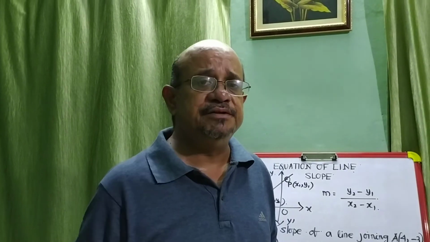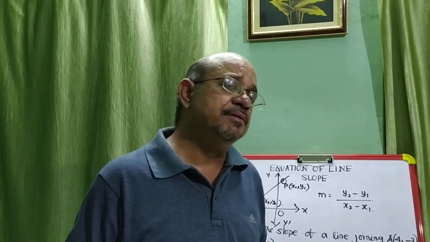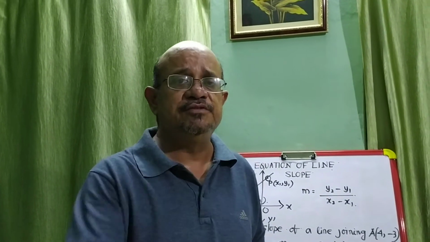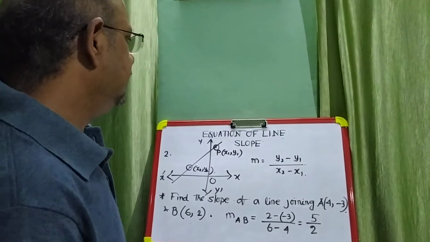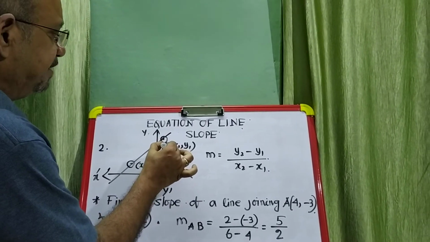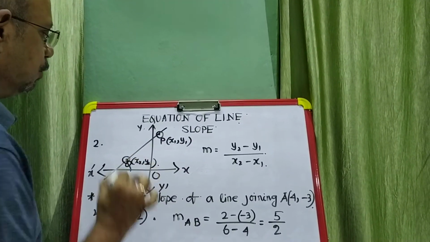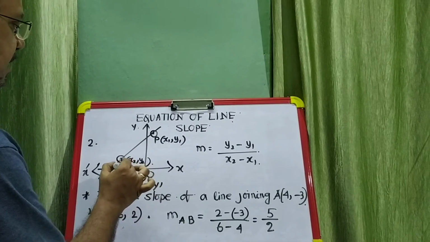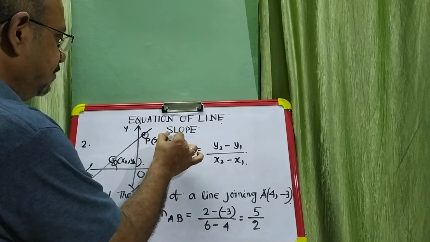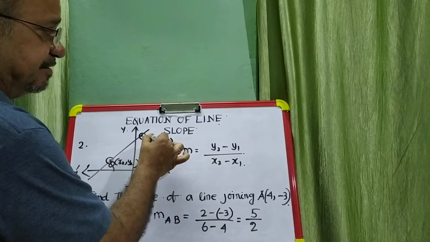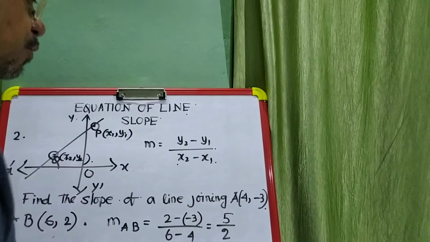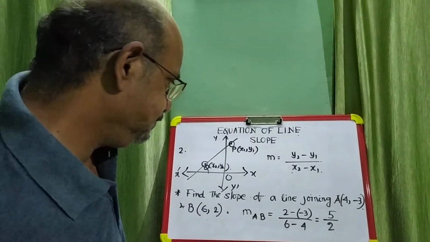There are many other methods of finding the slope of the line, and one of the major methods is when we know 2 points on the line. Let's have a look at this method. Suppose there is a line on which 2 points P and Q's coordinates are known to us. P is (x1, y1) and Q is (x2, y2). Then slope of the line is equal to (y2 minus y1) divided by (x2 minus x1). That is, difference of y coordinates divided by difference of x coordinates, taken in the same order.